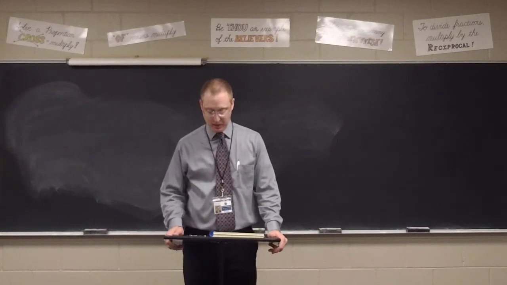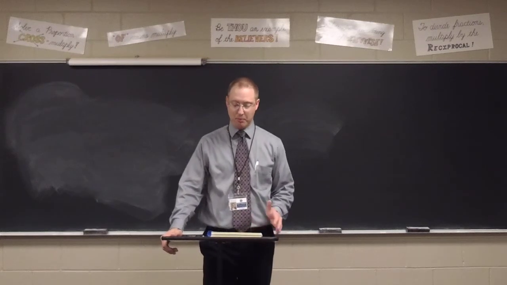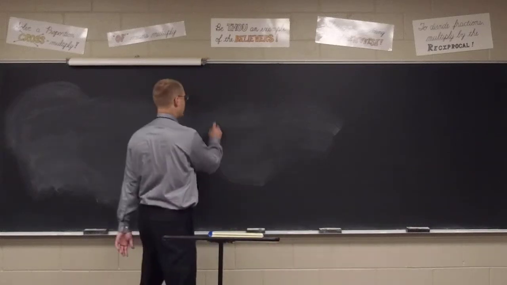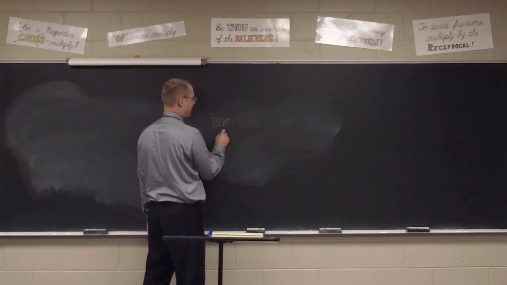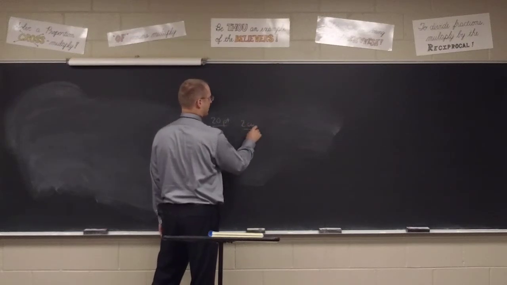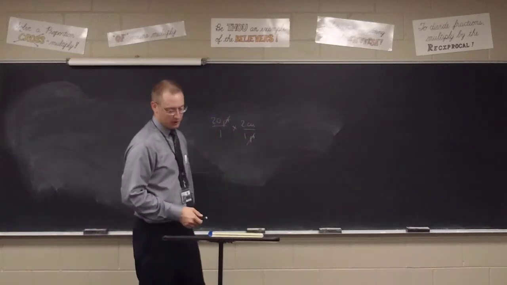Number 26, 20 pints. How many cups? 40. Remember, it takes 2 cups to make the pint. The pint is big, the cup is small. Or you could use dimensional analysis. You could put your 20 pints over 1. You're like, I don't remember which one's big and small, but I know there's 2 cups to a pint. Well, then put the 2 cups on the top and the pint on the bottom, and just multiply. And then it shows you to get the 40.